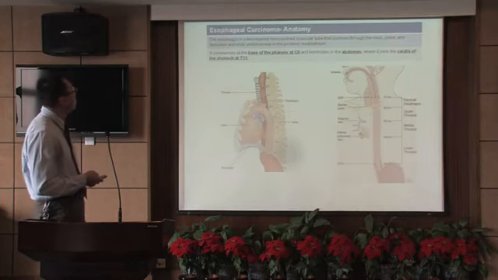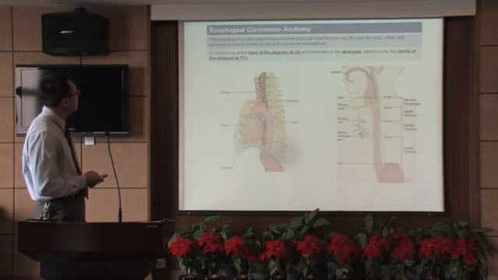Esophageal carcinoma anatomy. The esophagus is a 2-layer mucosa-lined muscular tube that journeys through the neck, chest, and abdomen, and rests in the posterior mediastinum. It commences at the base of the pharynx at cervical 6 and terminates in the abdomen, where it joins the cardia of the stomach at T11.